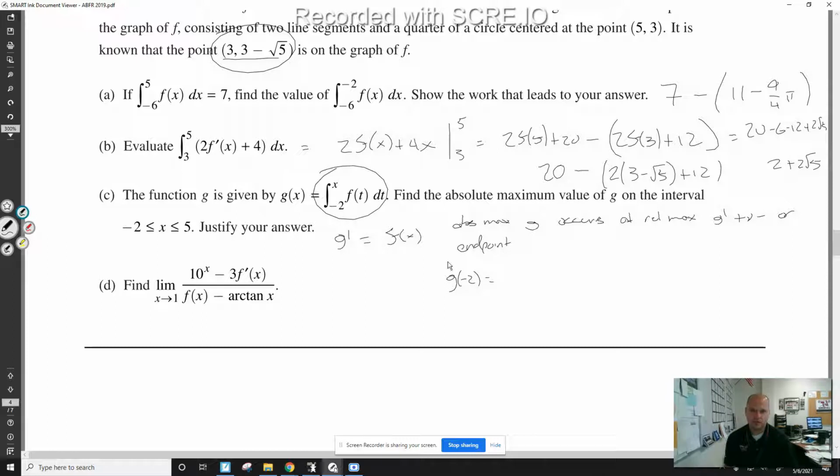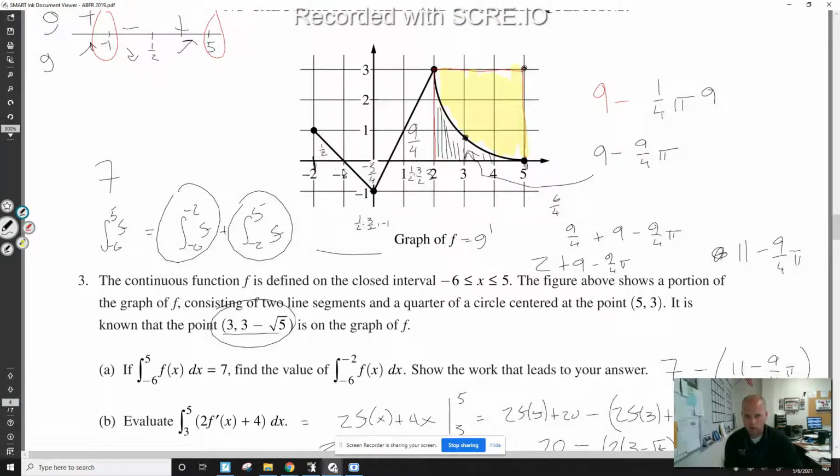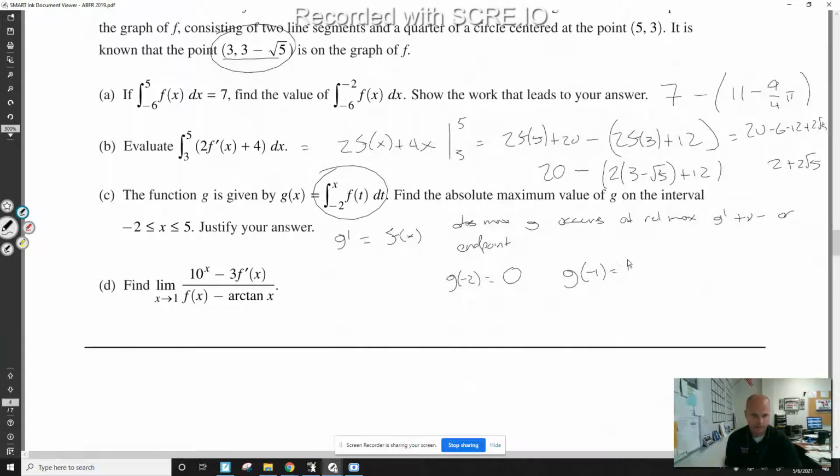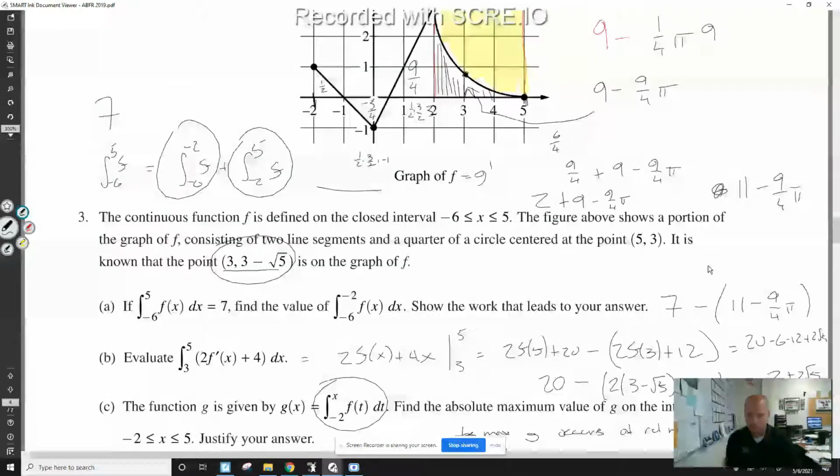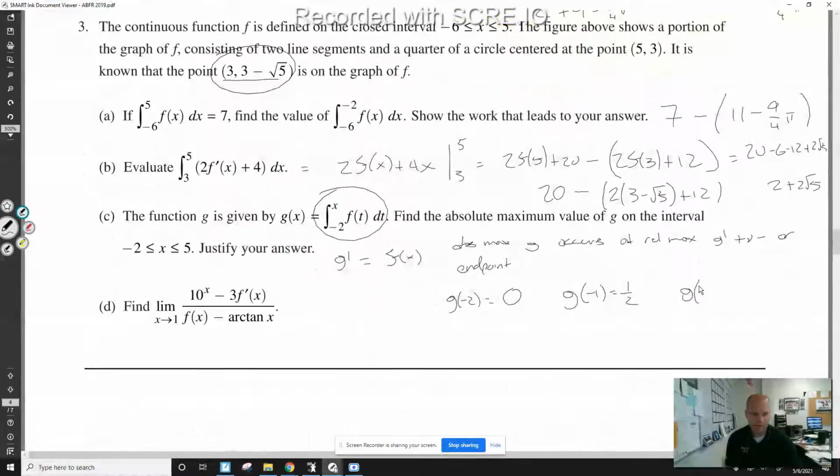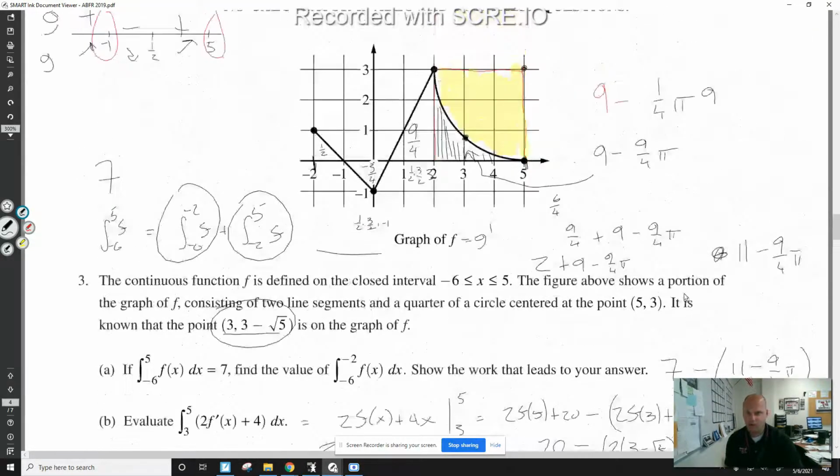G of -2 is the integral from -2 to -2 of f of t. That's 0. That's easy. Okay, we got G of -1. G of -1 is a half. Okay, that's easy. But then we also have the endpoint G of, was it 6? 5. 5. And what was that? That was the area from -2 to 5, which was 11 minus 9 pi over 4.